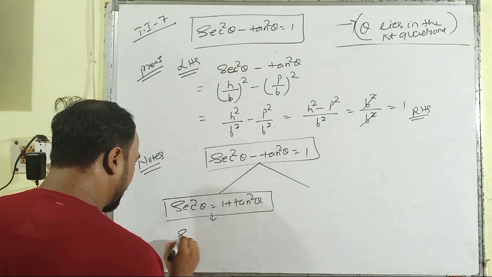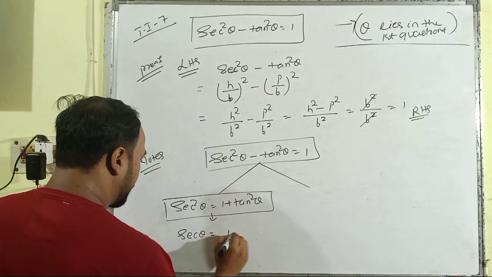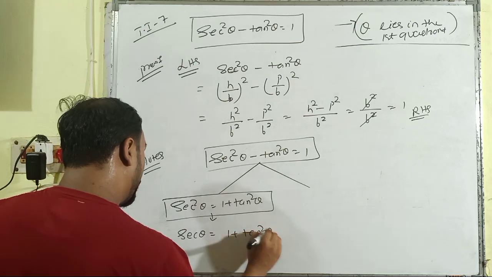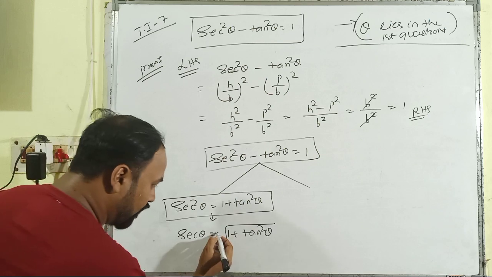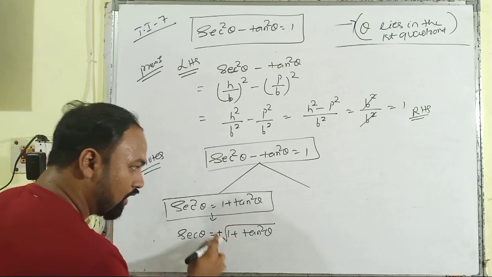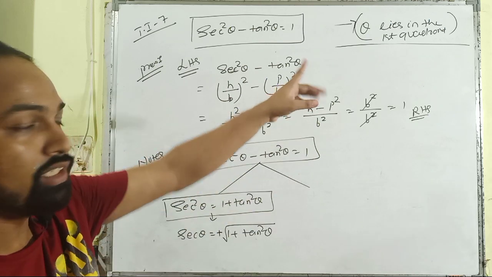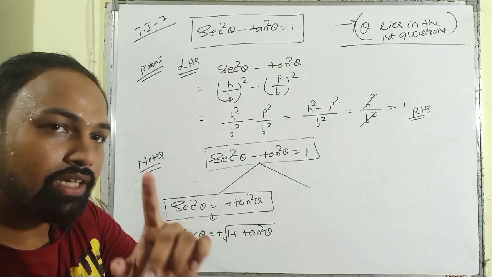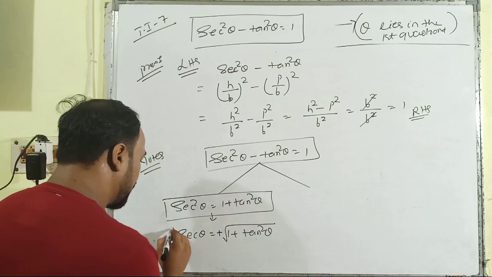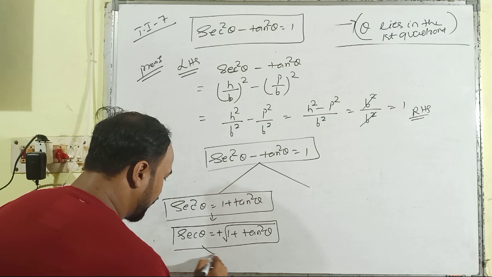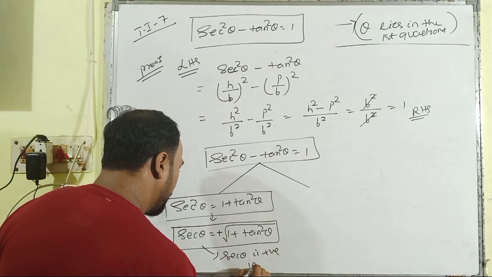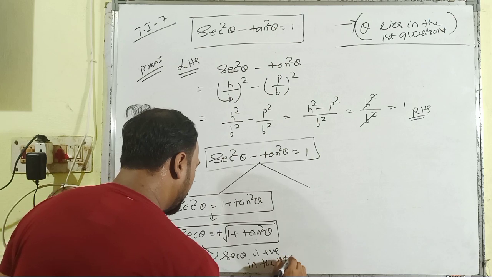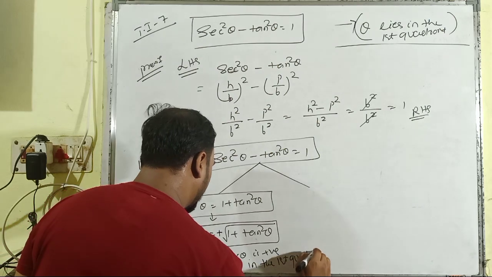Then the value of sec theta is the square root of 1 plus tan square theta. Before the square root, we have to mention plus and minus. But as theta lies in the first quadrant, again sec theta is positive. Sec theta is positive in the first quadrant.